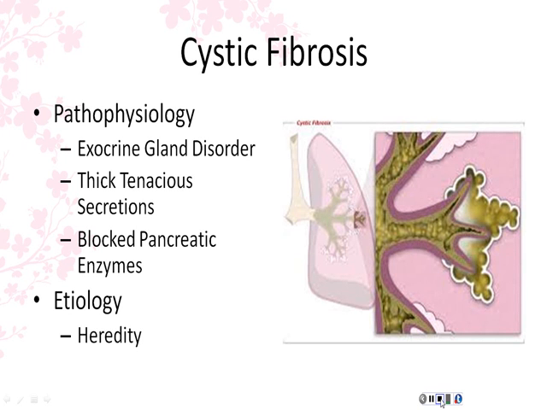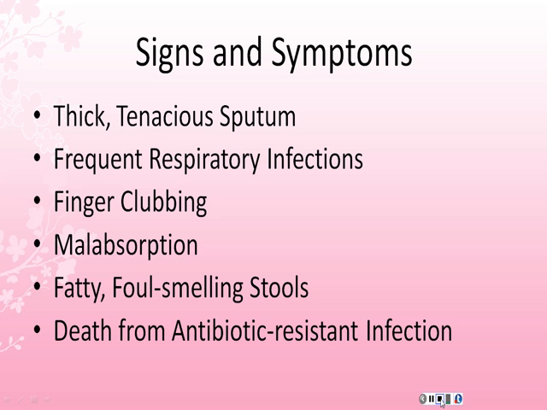So signs and symptoms: thick, tenacious sputum, frequent respiratory infections, finger clubbing from the chronic hypoxia, malabsorption and fatty, foul-smelling stools from the GI pancreas issues. And then a lot of times these people will actually end up dying from antibiotic-resistant types of infection.